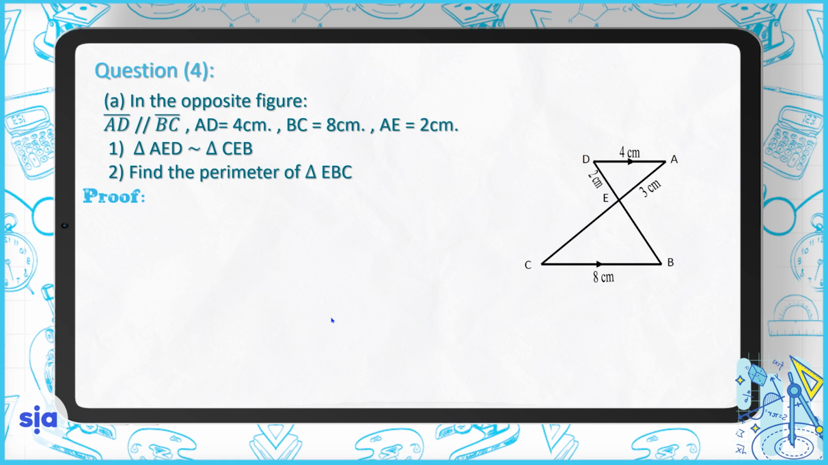Question 4a. Here in this question, the question wants me to prove that triangle AED is similar to triangle CEB, and also wants me to find the perimeter of triangle EBC. Let's now go and prove the first one, that the two triangles are similar.